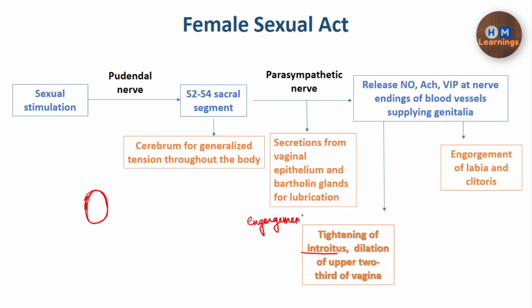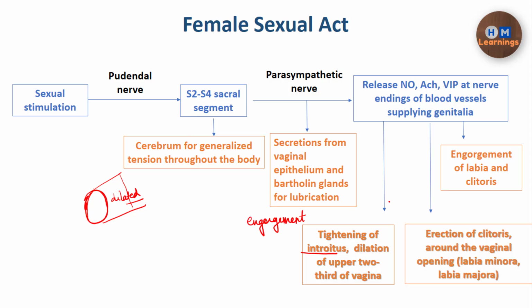So engorgement means there is increase in the blood supply to the areas, the tissues which are making the opening of the vagina. That engorgement leads to the tightening of the introitus, and ultimately that is going to have a tight tension around the penis. Then the upper 2/3 of the vagina is going to be dilated, so that the penis could be accommodated well. So that has happened as a result of the plateau phase. During the plateau phase, these are going to be happening.